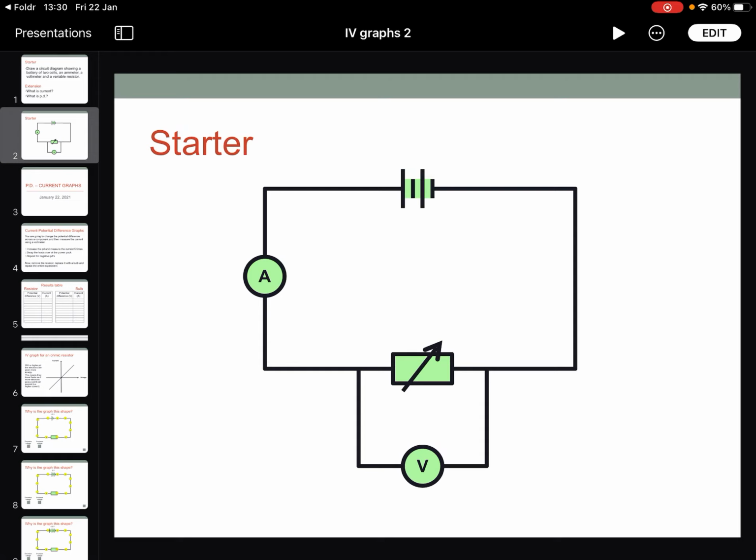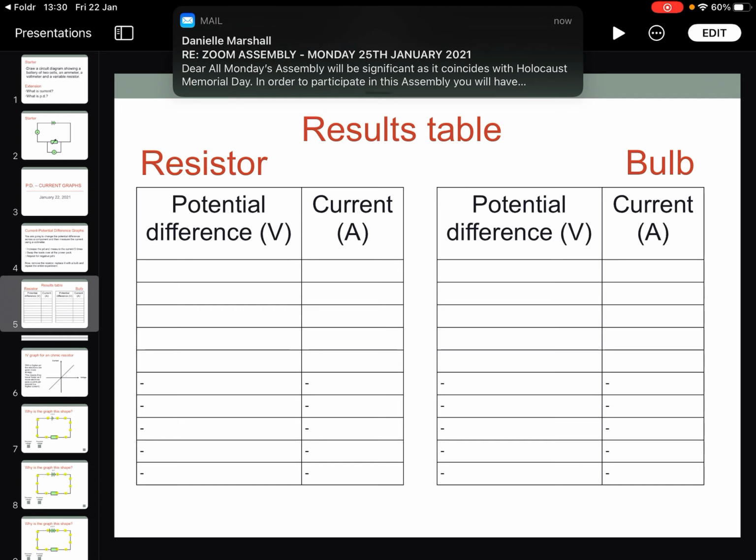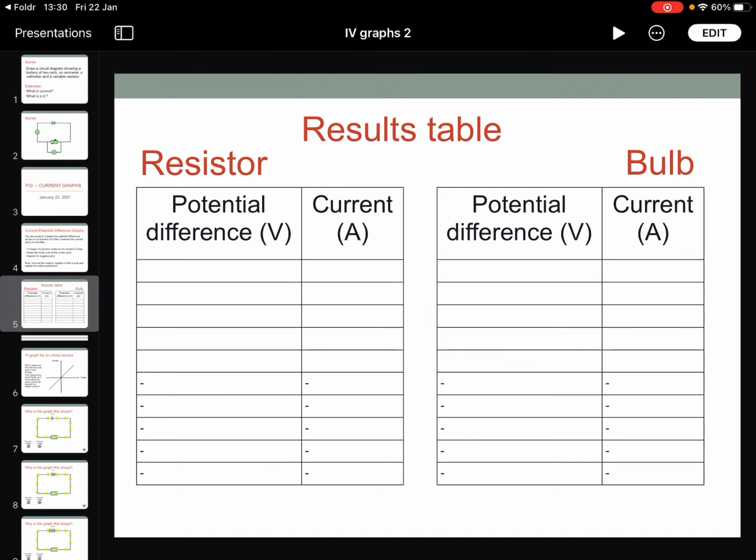I would attach this all up, measure current and voltage, then change the variable resistor and its resistance, and measure current and voltage again. I'd slowly fill out this results table. Have a look at the left-hand side. You have potential difference and current, but at the bottom you have negative values. To get those, you unplug the battery, turn it around so you swap the positive and negative ends, plug it back in and take the same values, and it should give you negative values.